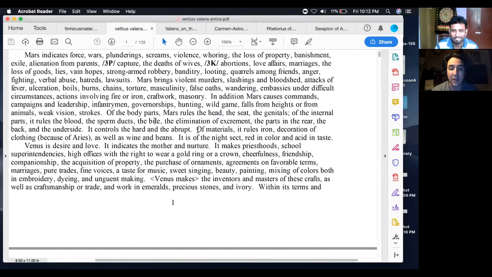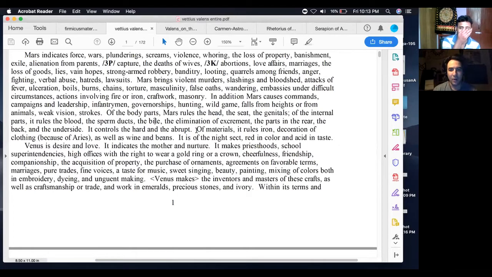Controls the hard and the abrupt. Yes, it's very like that. Of materials, it rules iron. That's the classical one because iron is a red, ruddy metal. Decoration of clothing, that doesn't make any sense to me. Wine and beans, interesting. I don't know about that, but maybe. And then it is of the night sect, and it's red in color and acidic in taste. Yes, that makes very much sense.